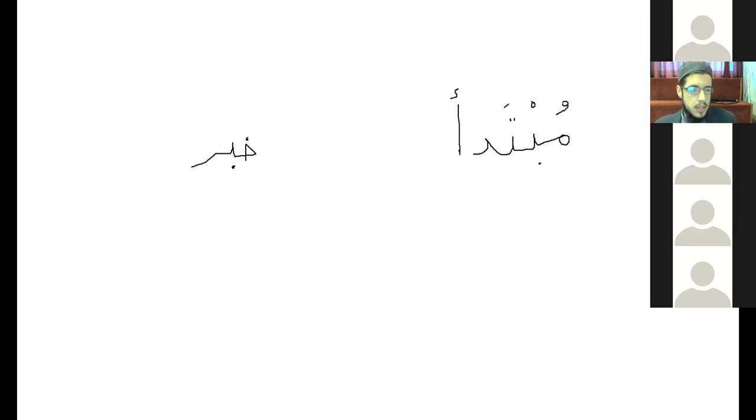Yes, good. Mubtada and khabar. Subject and predicate. And then we said that in a jumla ismiya, we have mubtada and we have khabar. What is the grammatical case of the mubtada, and what is the grammatical case of the khabar? They are both the same. They are in the nominative case.